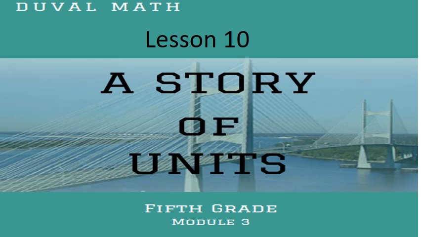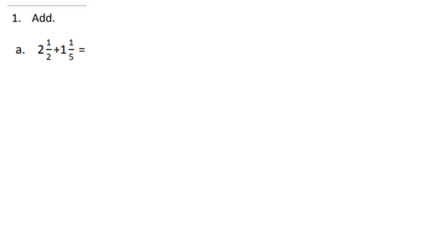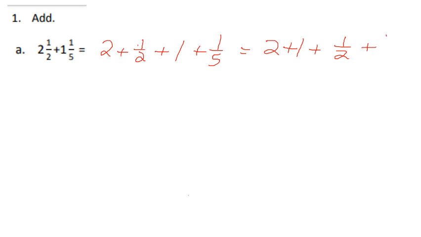Okay, in lesson 10, we're adding mixed numbers. Now, when we're adding mixed numbers, if you rewrite this, it's actually 2 plus 1/2 plus 1 plus 1/5. And with the commutative property, we can change this around any way we want. So I'm going to put 2 plus 1 plus 1/2 plus 1/5. That way I'm adding my whole numbers and I'm adding my fractions.